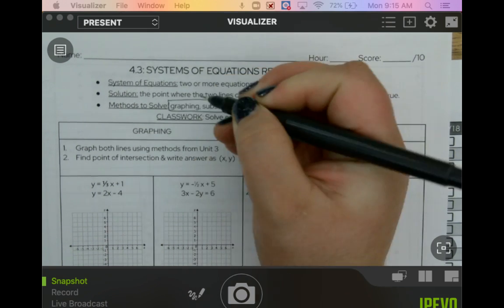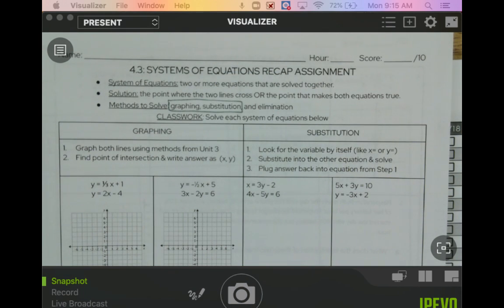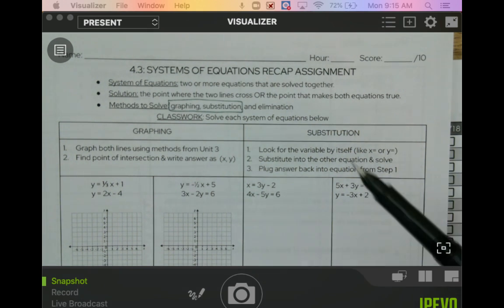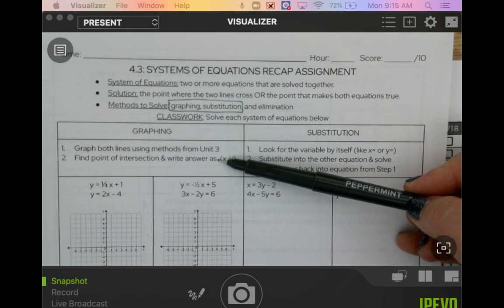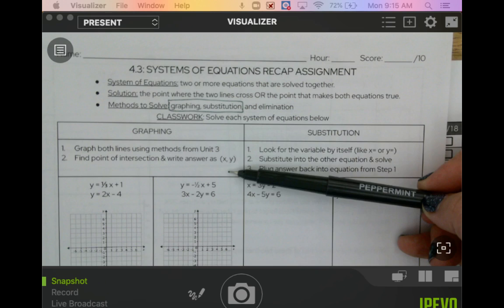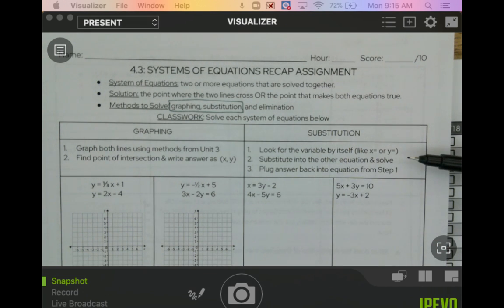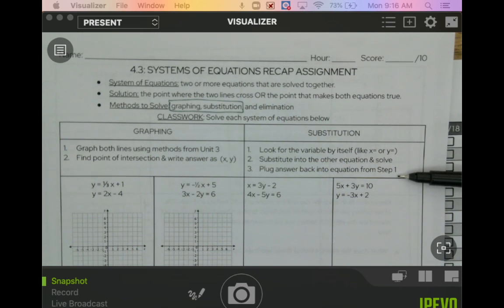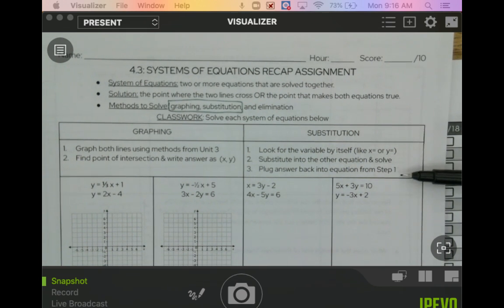Basically, these two ways are, if you're graphing it, you just simply graph both lines using any method we learned in Unit 3, and then write the point where they cross, x comma y. If you're using substitution, you look for the equation that has either x equals or y equals by itself. You substitute that into the other equation and solve it. This is going to involve distributing and combining like terms and all that good stuff, which is what we did back in Unit 1. And then you plug your answer back into whatever you were using right here in step 1. So you kind of come back to step 1 full circle at the very end.